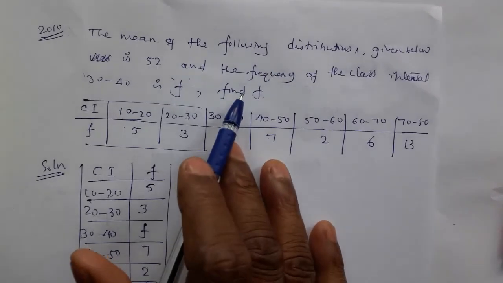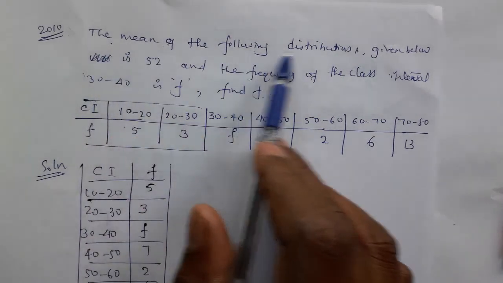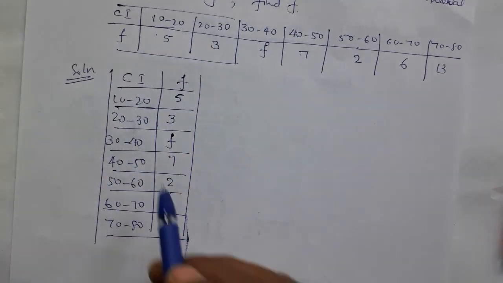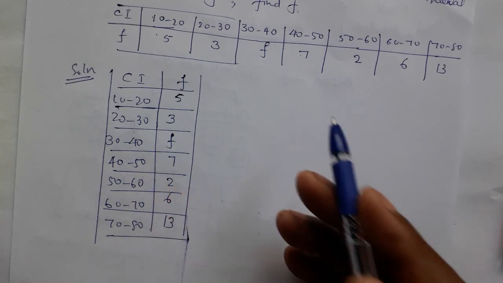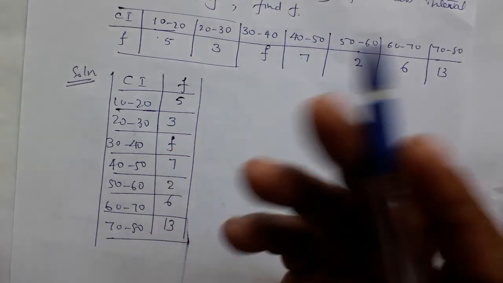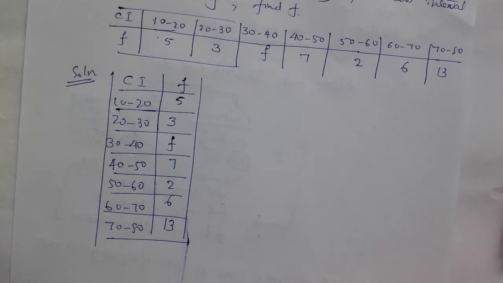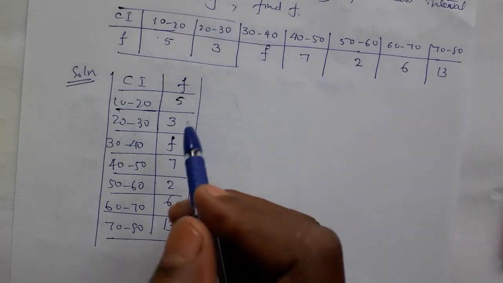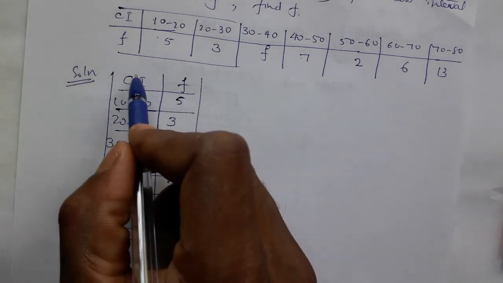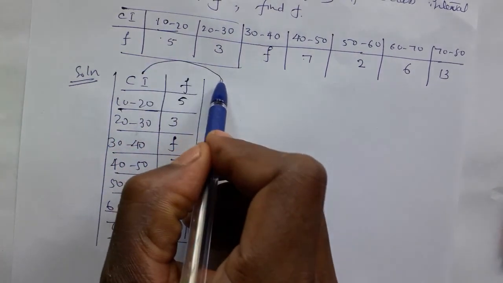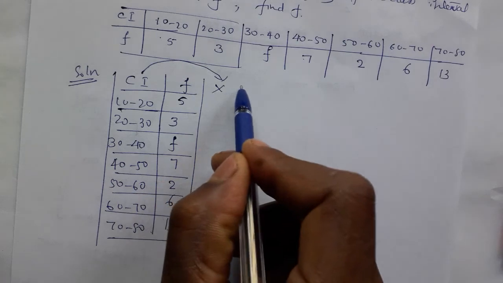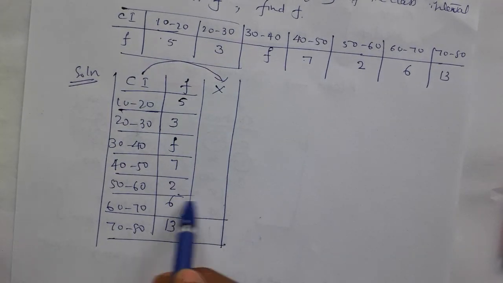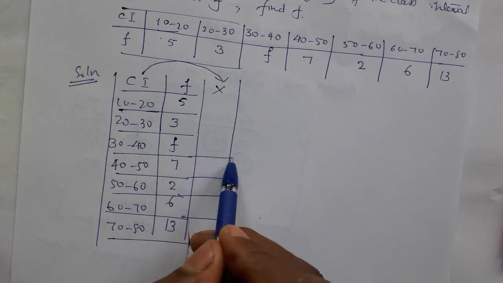See, the question says that the mean of the following distribution is 52. So they have given the mean. With this given data, what we have to do is find the mean. Already the mean is given, of course, we'll use the mean finding method. So how to find the mean? In the mean finding method, first the class interval we convert to x. So recall all the steps of mean finding in the direct method, shortcut method, and step deviation method.